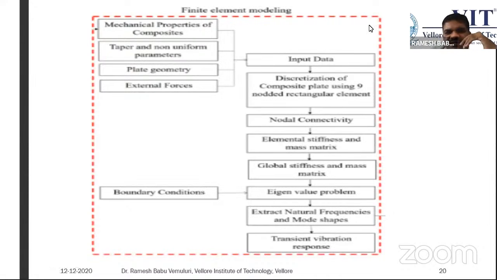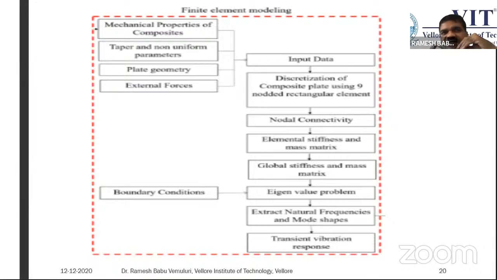So now the discretization of this composite plate: here he took a 9-noded rectangular element. Maybe we can take a 4-noded rectangular element. What the various noded elements are, we'll see again. So here he considered this composite plate with a 3-noded element or a 4-noded element, or maybe a 3-dimensional element or 2-dimensional element. That's your wish, based on the requirement and the nodal connectivity.